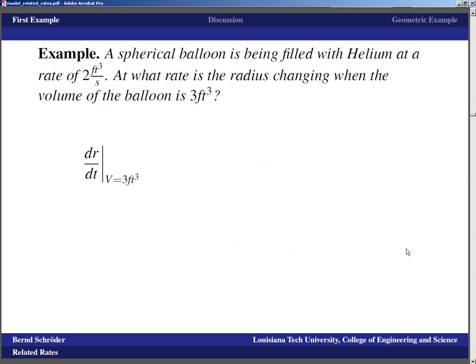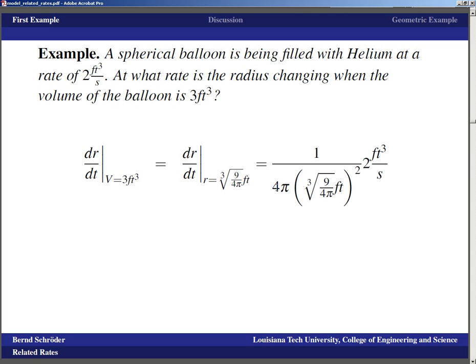And therefore, dr/dt when the volume is 3 cubic feet is dr/dt when the radius is that third root of 9/(4 pi) feet, which is 1/(4 pi r squared) times the 2 cubic feet per second. And if you work that out, I did simplify that a little bit. Yeah, I did cancel the 2, and the third root squared is an exponent 2/3.